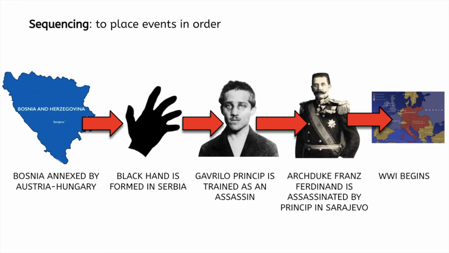So in sequencing, we're putting events in order. We're looking to see how things played out and making sure we understand the correct order in which they played out.